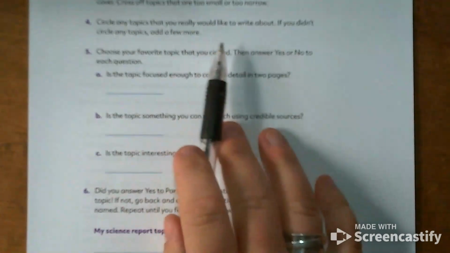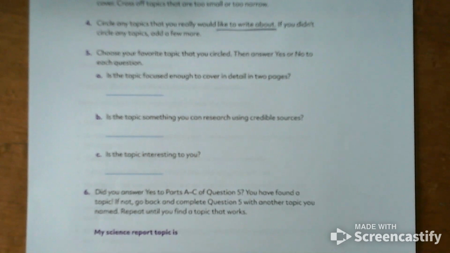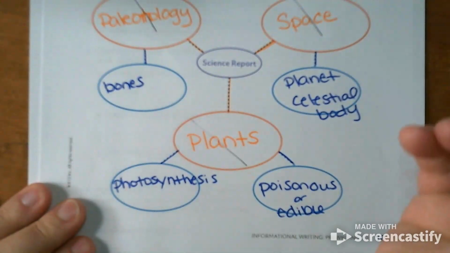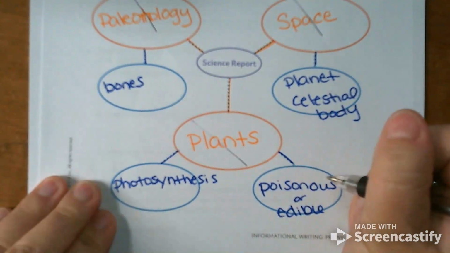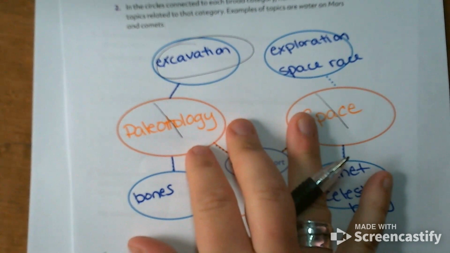Circle any topics that you would really like to write about. I'm going to stress this again. Like to write about. Please choose something that interests you. If you don't like anything you have written down, add a few more. Choose your favorite topic that you circled, then answer the yes or no's to each question. I am going to circle poisonous. Let's see here. I'm going to circle the excavation of paleontology. That interests me. Dinosaurs are of great interest to me, and I think that the excavation and how they actually dig that up is very interesting. You may choose something different.